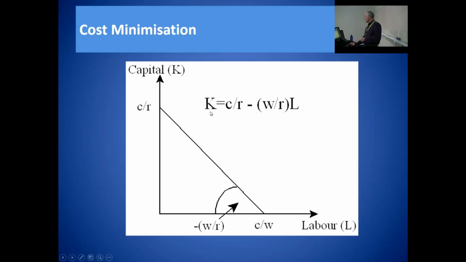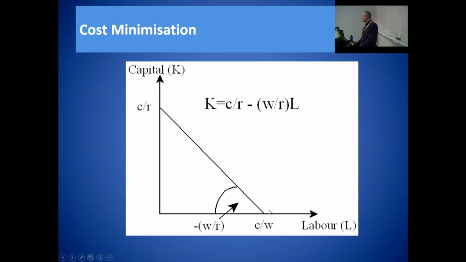So, I said that was the equation of a straight line. That's the way that I've drawn it. So, that equation of a straight line gives us two key bits of information. The first is the vertical intercept. So that vertical intercept here is C over R. That's total cost divided by R, the unit price of capital.